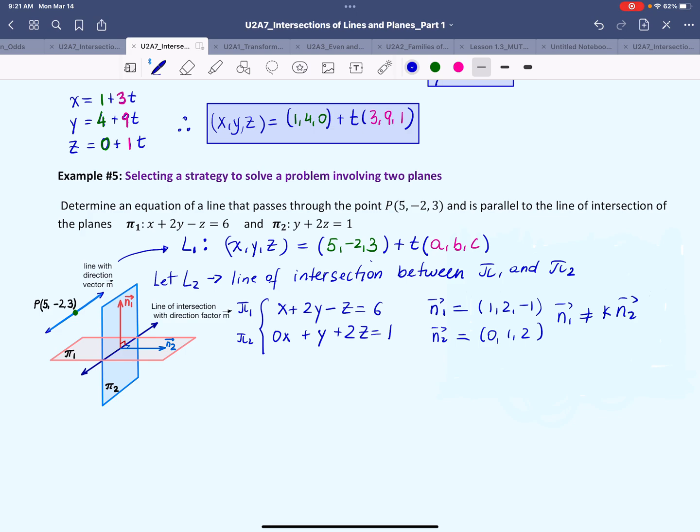And the coordinate that gives it away right away is the coordinate 0 here. So therefore, the planes pi 1 and pi 2 will intersect, so it's for sure along a line L2, which I'll call the line of intersection. So let's find out the line of intersection.